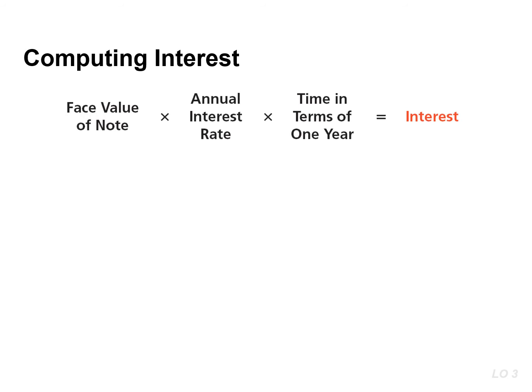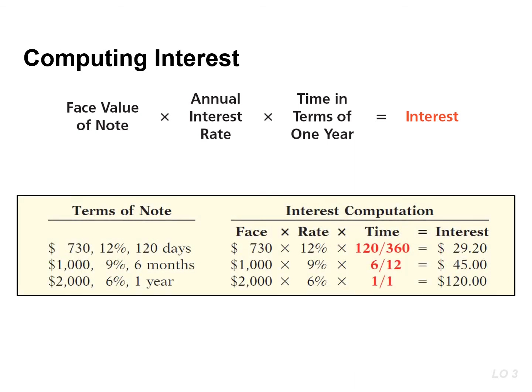The formula for computing interest is PRT, or principal times rate times the time period. P represents the principal or the face value of the note, R represents the annual interest rate, and T represents time in terms of 1 year. The interest rate specified on the note is an annual rate of interest, so the time factor in the calculation expresses the fraction of a year that the note is outstanding.